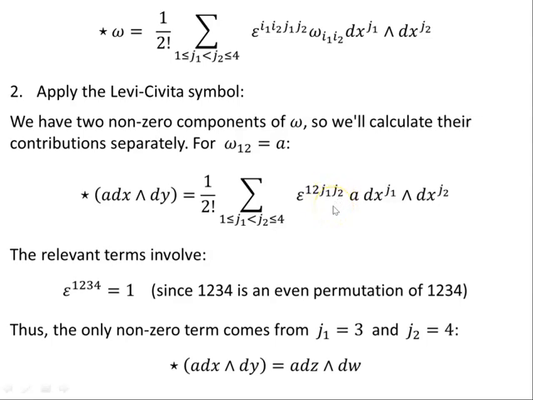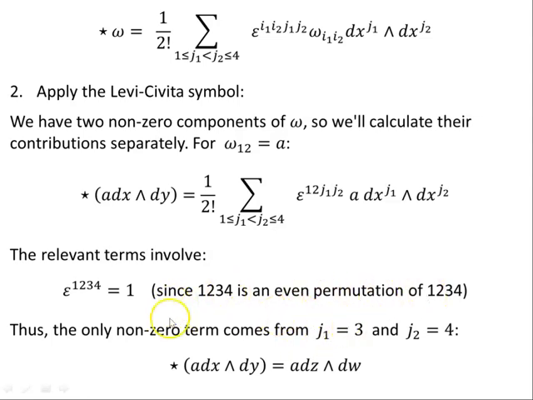Remember with the Levi-Civita, if any two of these indices are the same, then epsilon is 0. For even permutations of 1,2,3,4, we have four variables, x, y, z, w. Even permutations will give us a positive number, plus 1. Odd permutations of those numbers will give us minus 1.